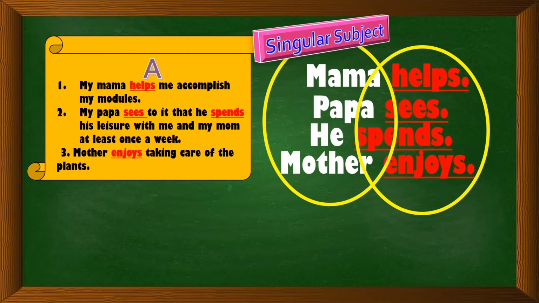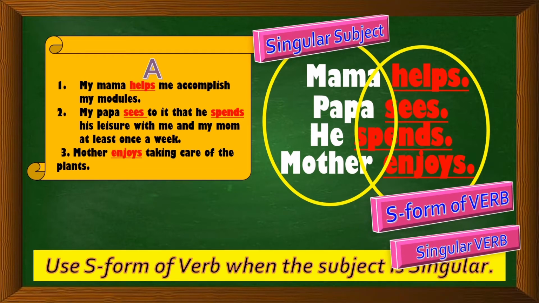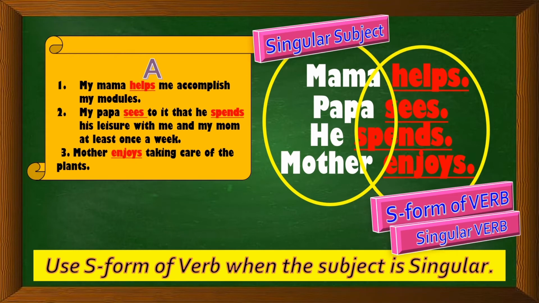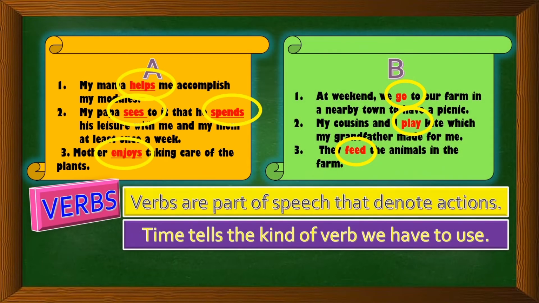Notice the verbs that are used in the sentences. What can you say about the verbs? Anybody? Exactly. The verbs are in the S form, or also called as singular verb. When do we use the S form of the verb? We use the S form of the verb when the subject is singular.